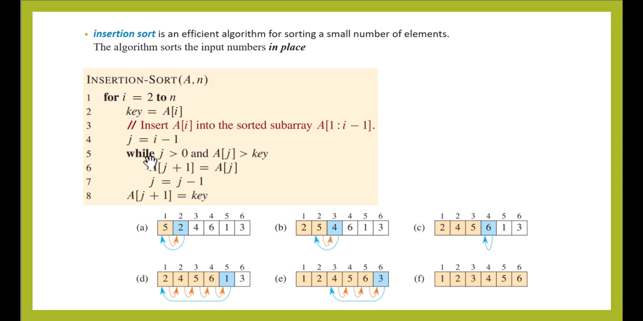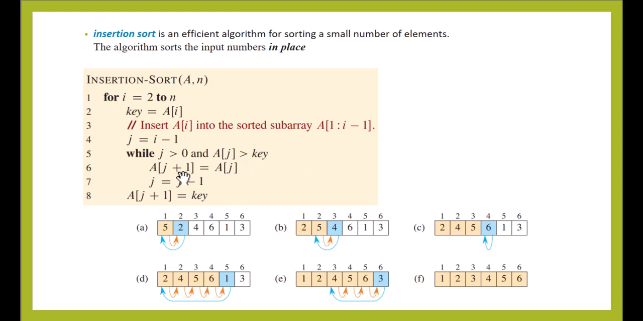We have a while loop. It says while j is more than 0 and A[j] is more than the key. First we have j equal to 1, so it's more than 0, and A[j], which is 5, is also more than the key. It means that the key, which is now 2, is less than A[j], so we need to switch it with the place of the j's element.